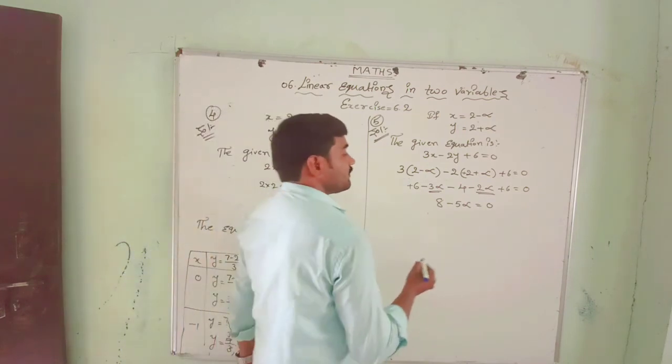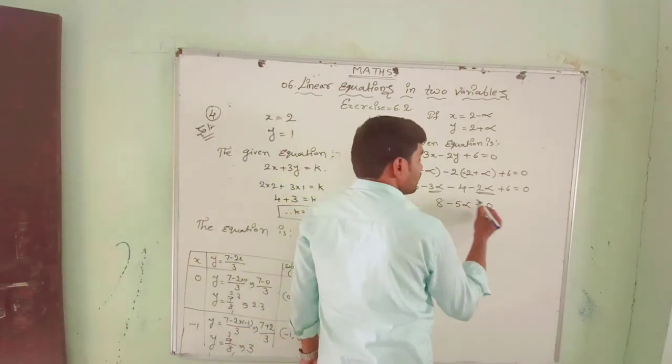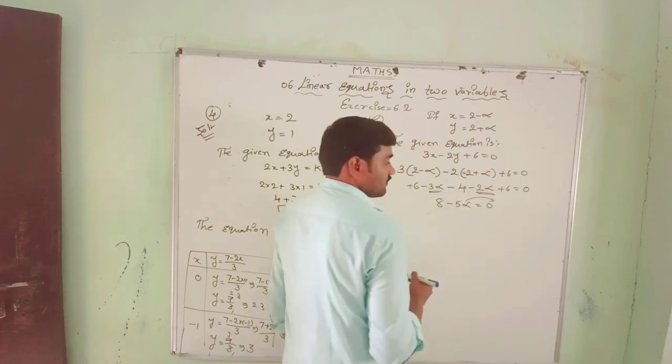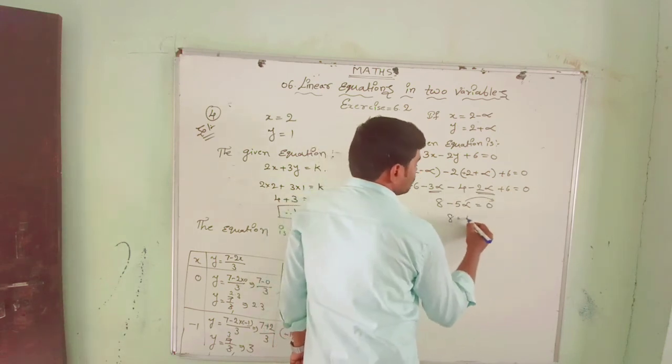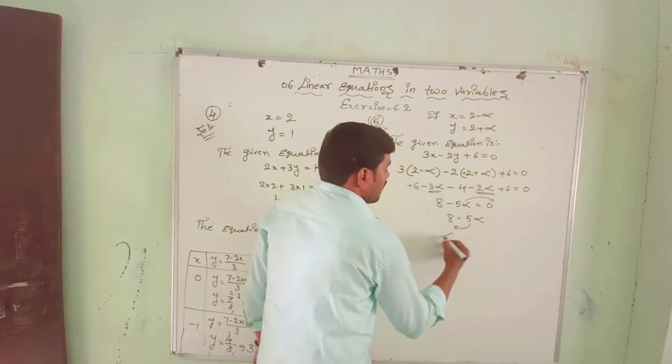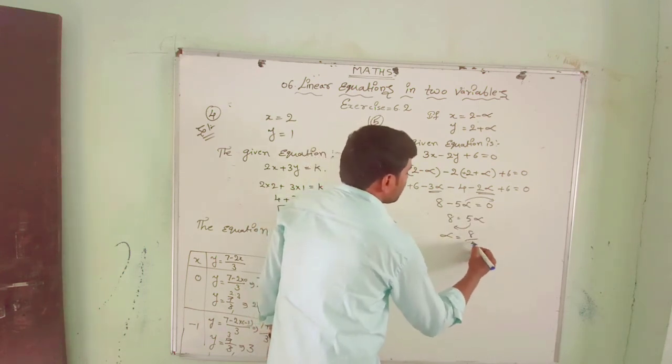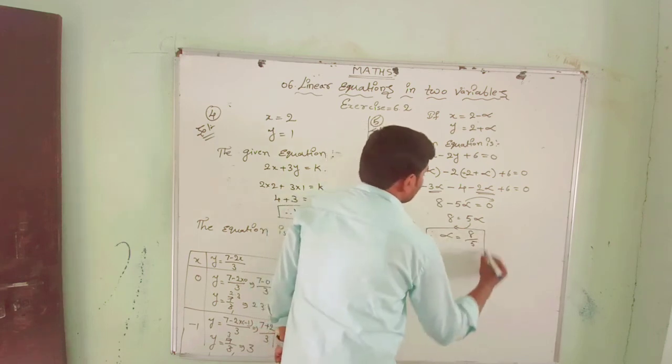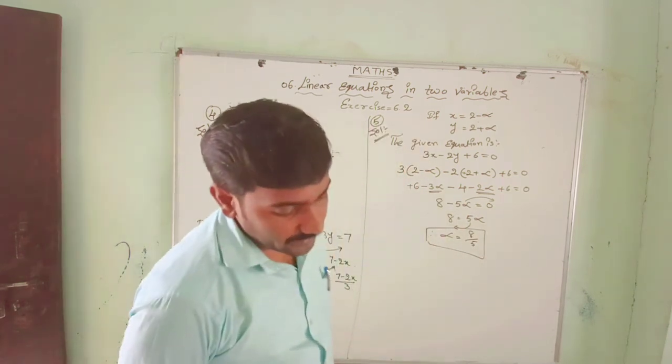Then what happens, see, this 5 alpha will transfer the side. Okay, 8 equal to plus 5 alpha. Then 5 will transfer this side. Alpha equal to 8 by 5. The alpha equal to 8 by 5 you got it.